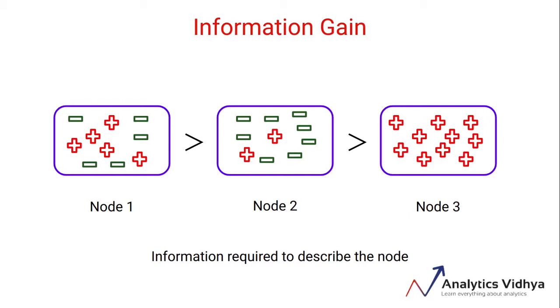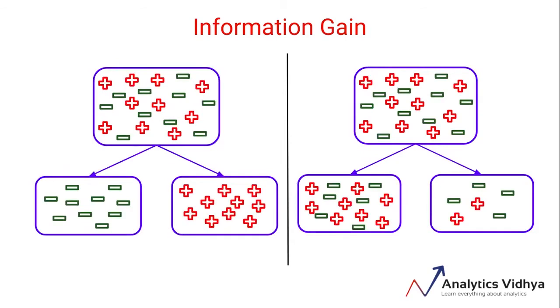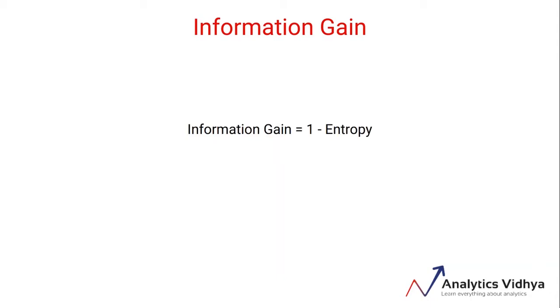Let's consider an example. Look at this split and look at the right hand side especially. It is leading to less homogeneous nodes compared to the split on the left, which is producing completely homogeneous nodes. What can you infer from that? The split on the right is giving less information gain. So we can say that higher information gain leads to more homogeneous or pure nodes. The information gain can be calculated as 1 minus entropy.